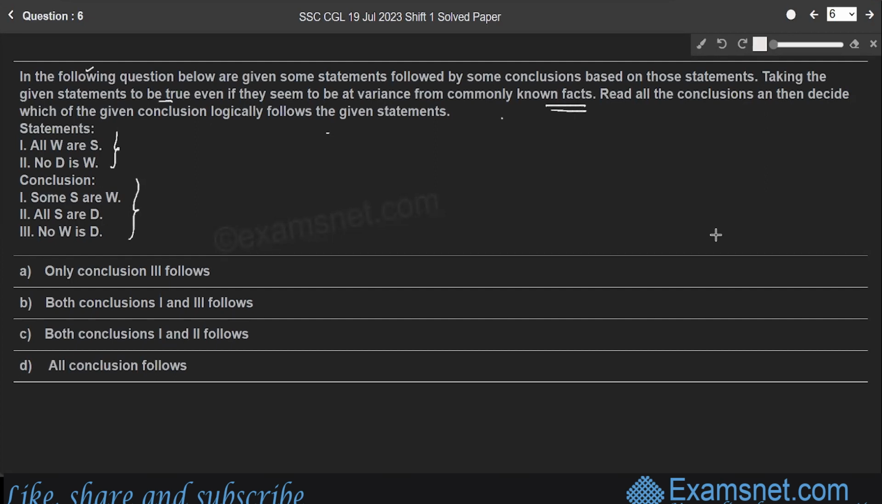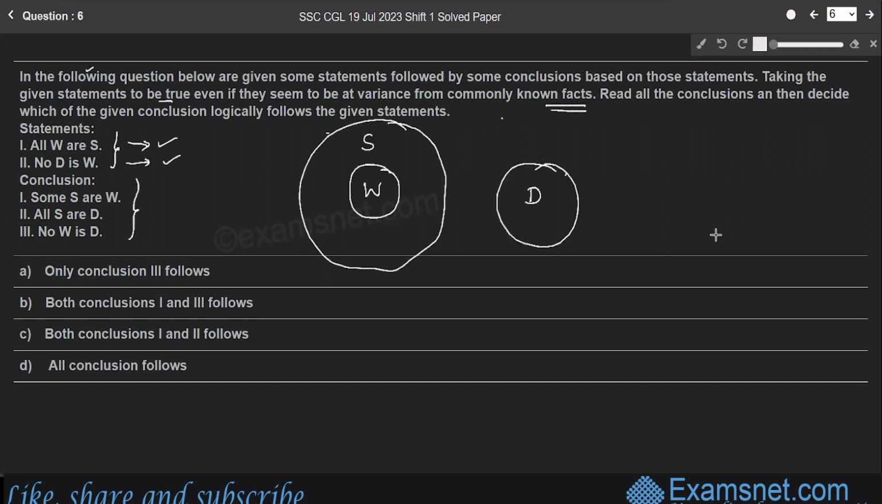So here, let us represent the given statements in the form of a Venn diagram, right? Here the first one, all W are S. So consider the set of W, right? Since all W are S, the set of W is completely included in the set of S. And the second statement, no D is W. So there is a separate set D which is independent of W. No D is W. Therefore, there is no relation between W and D, right?